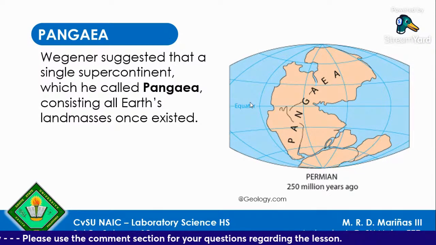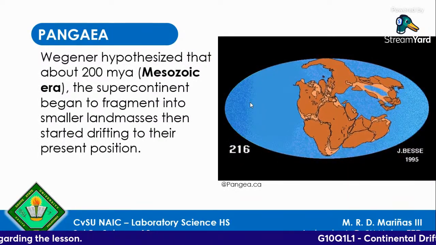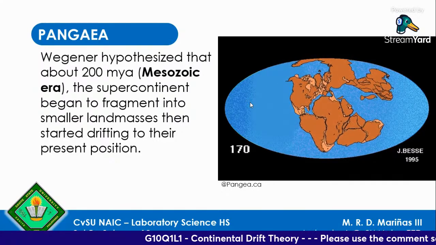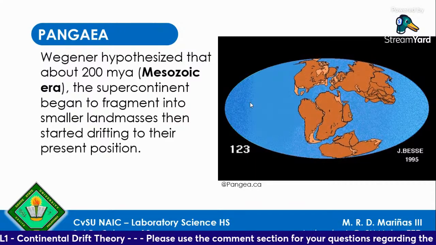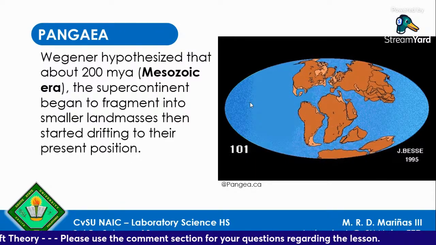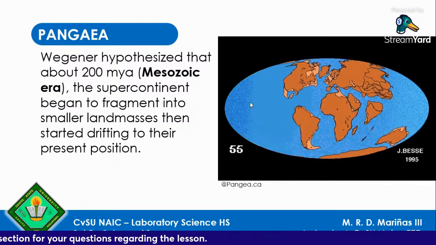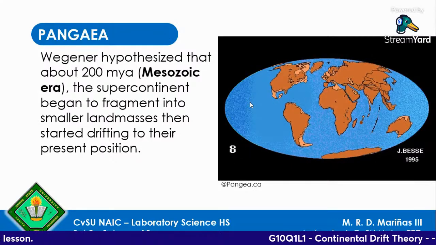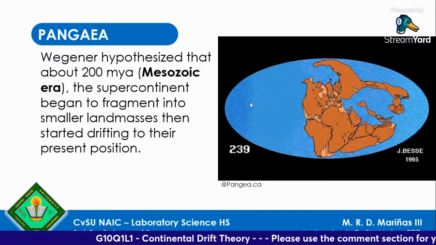Okay? So, tingnan natin ano nga ba yung nilalaman pa nitong idea ni Wegener na ito. He hypothesized that about 200 million years ago, during the Mesozoic era, the supercontinent began to fragment into smaller land masses, then started drifting to their present position. Medyo limited pa yung concept ni Wegener dito kasi 200 million years ago pa lang yung parang sabihin natin baseline ng kanyang theory. Pero sa totoo lang, you're going to see na sa mga YouTube videos, sa mga documentaries na itong mga supercontinent na to, hindi Pangaea lang.